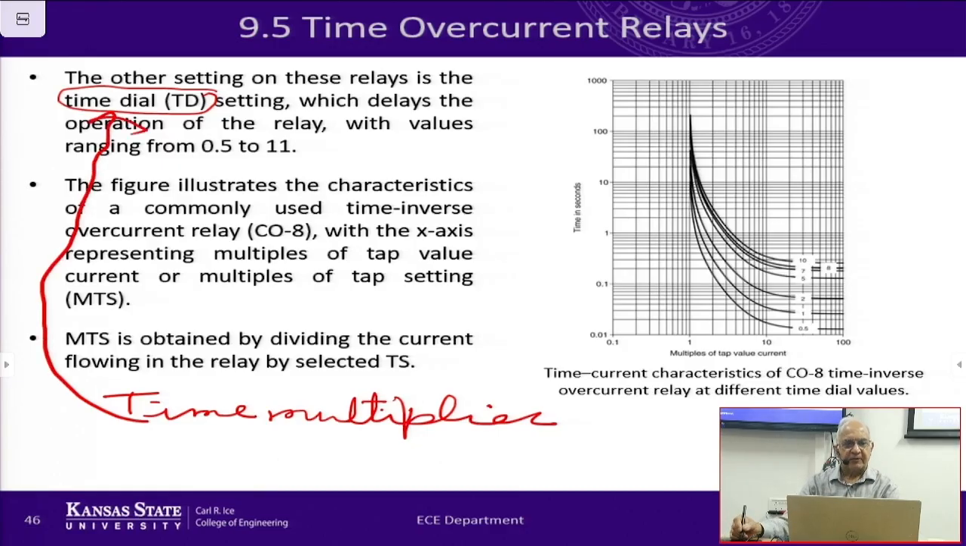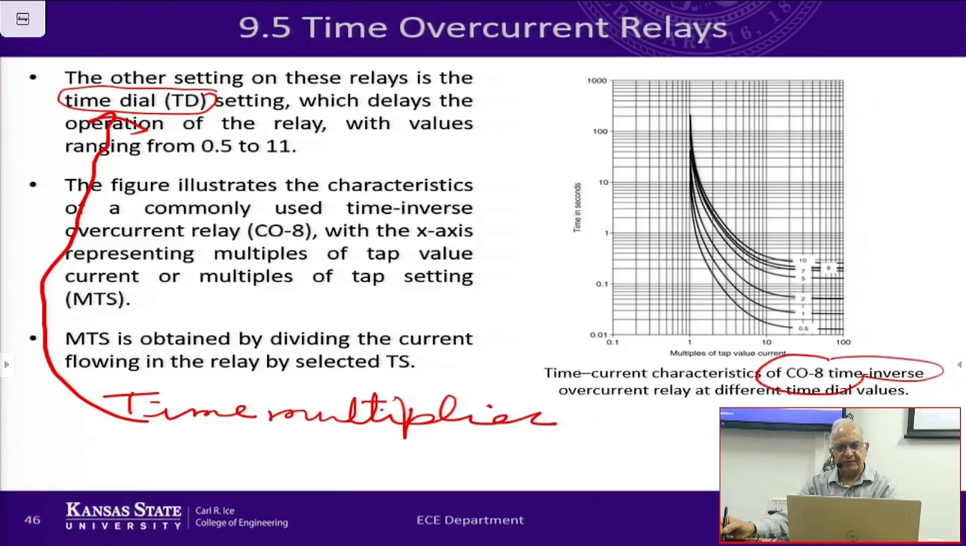Okay. So basically, what happens is that you choose the time dial, which is a time multiplier that goes from 0.5 to 11, and the relay settings that you see here: with a higher time multiplier, the relay will become slower. This particular graph shows the time-current characteristics of a CO8 time inverse relay.